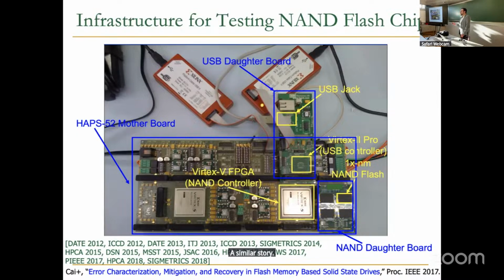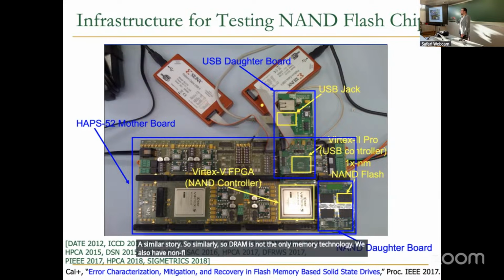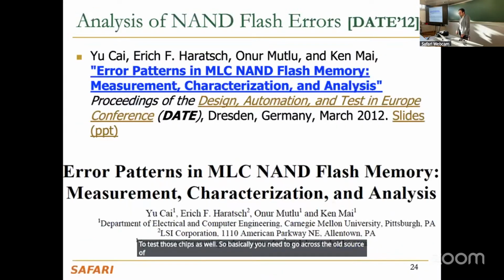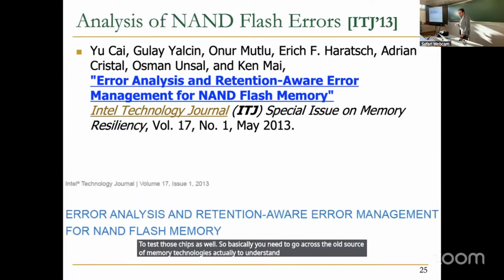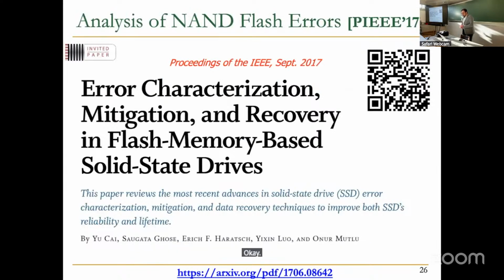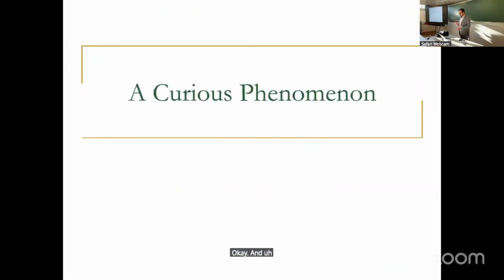So similarly, DRAM is not the only memory technology. We also have NAND flash chips, which are not volatile, but they have their own robustness issues. So we also have some infrastructures we built over time to test those chips as well. So basically, you need to go across all sorts of memory technologies to understand all these memory robustness issues. Okay, and I will just skip this paper.